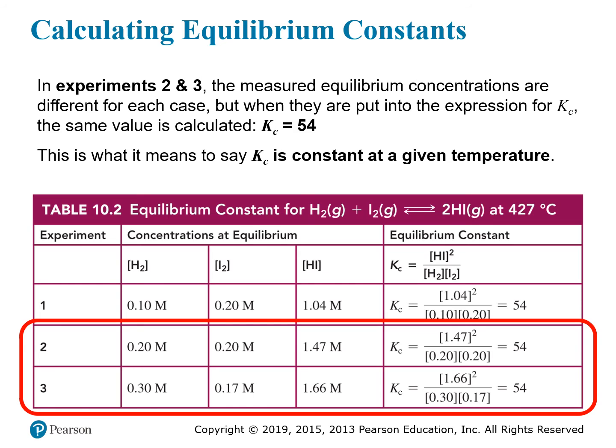The other two experiments, they started with different amounts of hydrogen and iodine, and when they came back at equilibrium, they found different amounts, right? So in this case, they had the same concentration. They were both 0.2 molar, and then the product was 1.47 molar. Either way, though, you put this into the expression and you still get 54 as your answer. Same thing for experiment 3. Now we have more hydrogen at equilibrium than iodine, and then you have 1.66 molar hydrogen iodide. And again, put these into the expression and you get 54. Okay? So this relationship between the amount of product and the amount of reactant you have at equilibrium is constant and defined by the equilibrium constant.